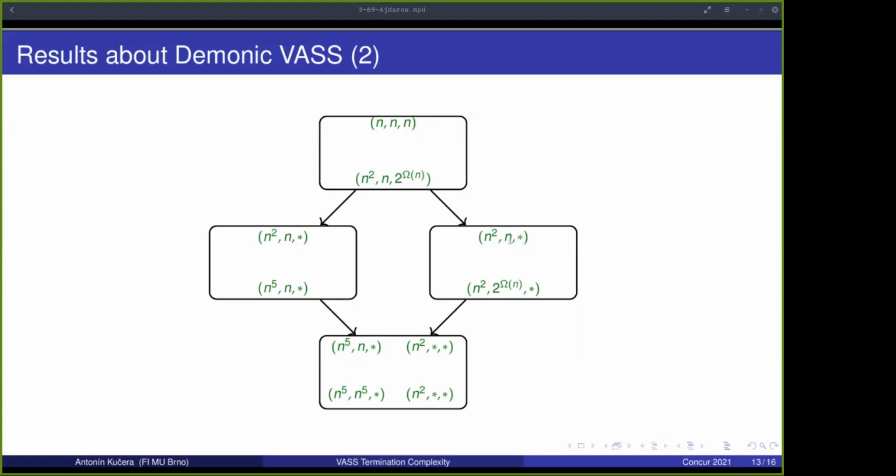So what we technically do, we modify the VAS so that it does not change the value of the last counter. And since the length of the pumping computation is singly exponential, we can assume that the value of the third counter is sufficiently large so that it provides a sufficient credit not only for this exponentially long computation, but also for each of the constantly many exponential computations performed in the components below this one.